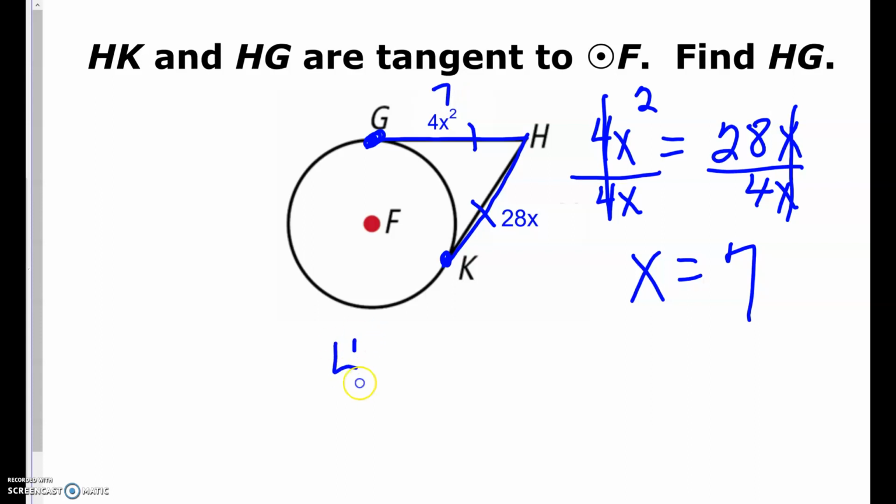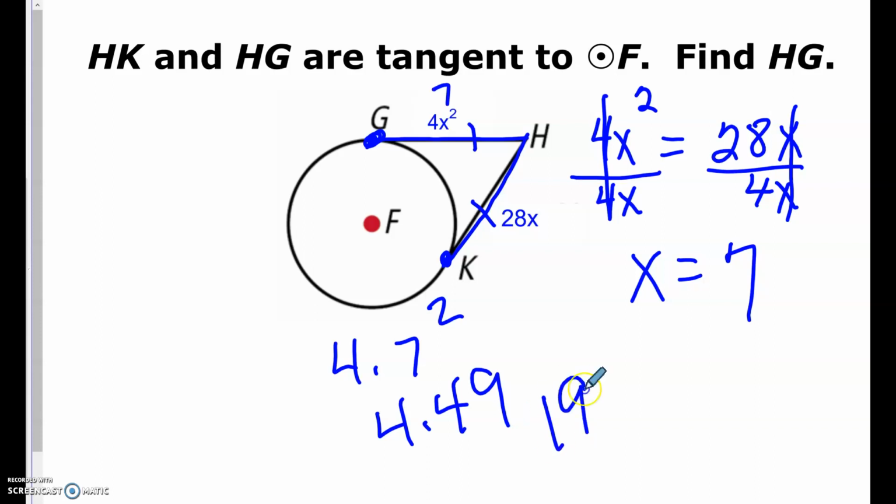So now to find HG, plug your 7 in here. So we have to go 4 times 7 squared, and 7 squared is 49, and then 4 times 49 is 196. Now, could we have just taken 28 times 7 and gotten the same thing? Yes, because those two segments are congruent, so it really doesn't matter which one you plugged it into.